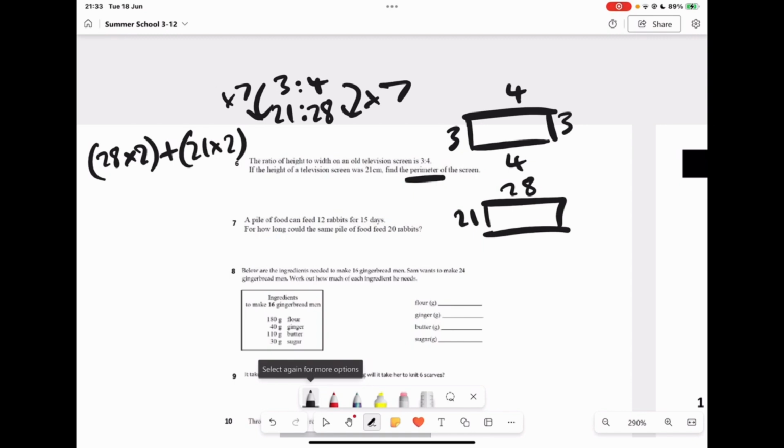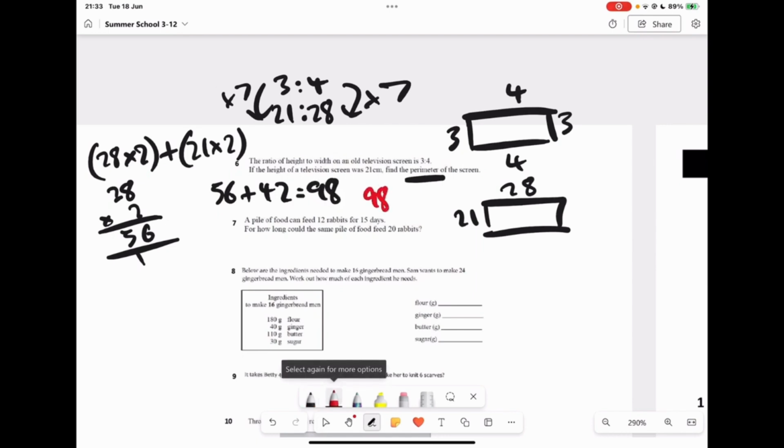So how can we do this? Well, 28 times 2, we can use the column method. That'll be 8 times 2 is 16, 2 times 2 is 4, so 56, and then 21 times 2 is 42. So we can do 56 plus 42, which will equal 98. So this will be 98 days. Or not 98 days, 98 centimeters.